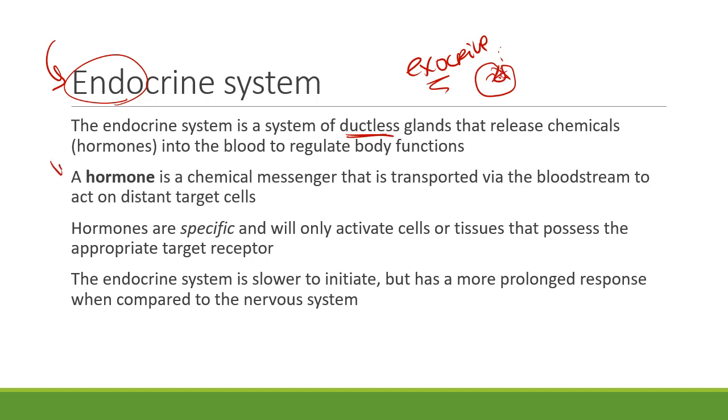These hormones that endocrine glands make are chemical messengers transported through the bloodstream to act on very distant target cells. Those hormones are super specific. They only act on target cells, and the endocrine system is slower to get started, but then the response is more prolonged and also more widespread as compared to nervous system signals.